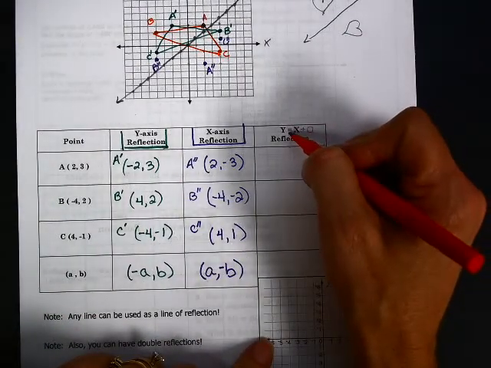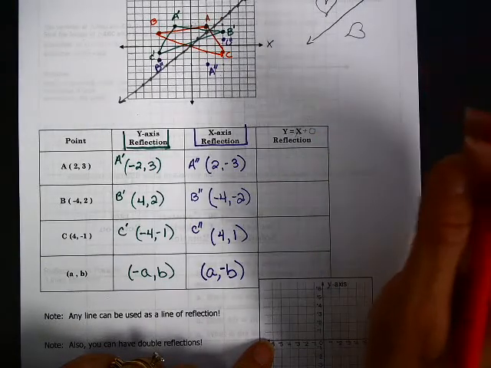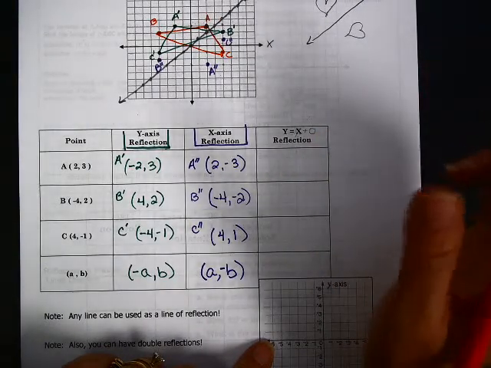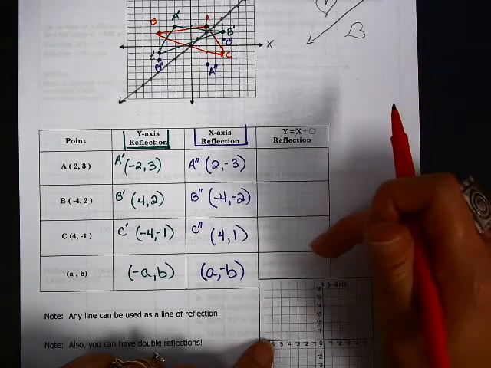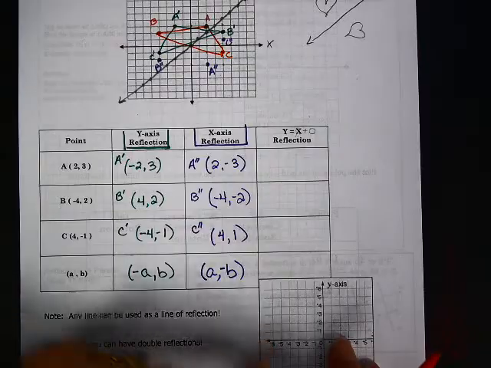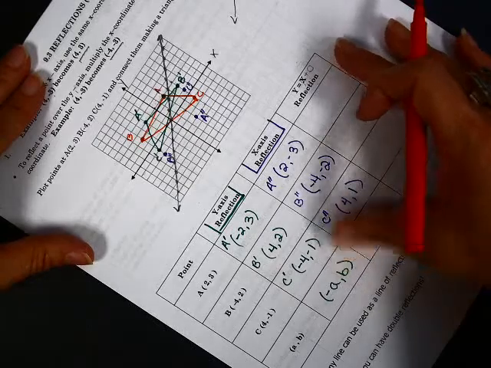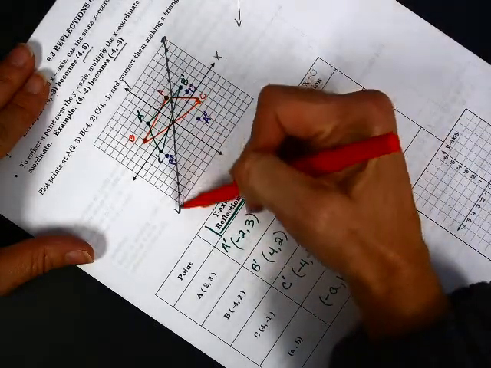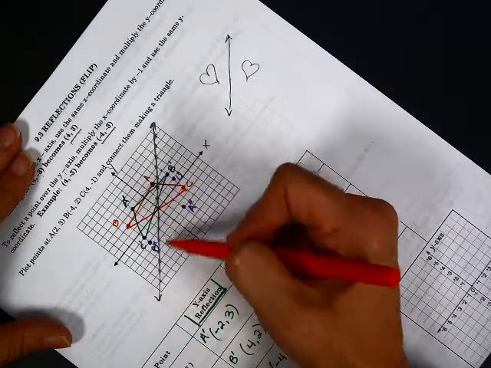Reflecting across the graph y equals x. Now, I'm going to show you what you can do, and then you look and see what the trick is to reflecting across y equals x. Since this line is slanted, angled, I'm going to turn it just like this. This is my line of reflection right here, and I'm looking at it as if it was a horizontal line.